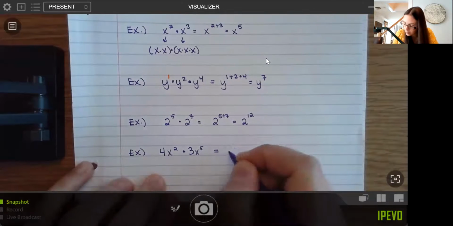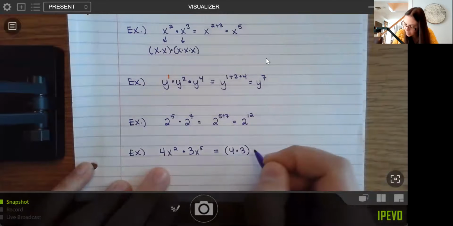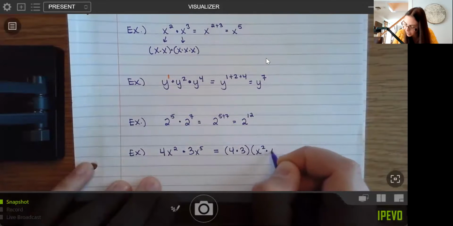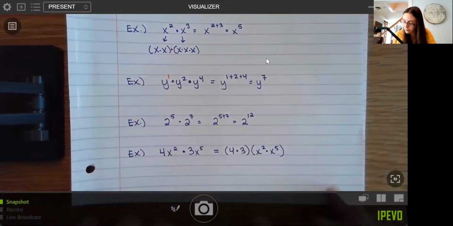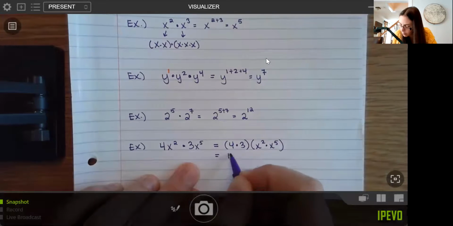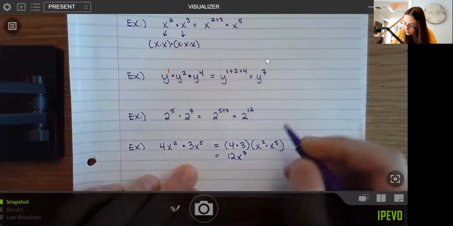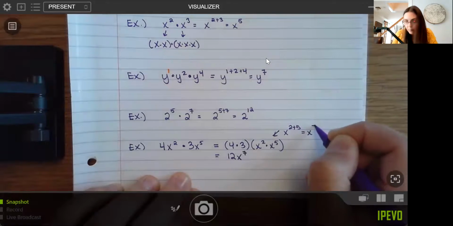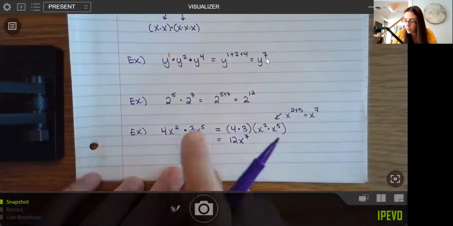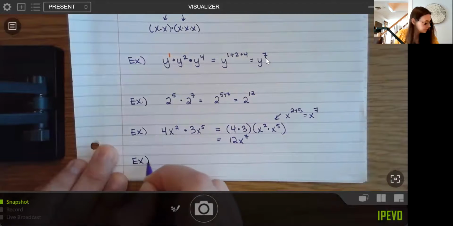So this becomes 4 times 3, and then the x squared times x to the 5th gets put together. And I can move things around because of the commutative and associative properties of multiplication. So 4 times 3 is 12, and then here 2 plus 5 is 7. Now, of course, if you can do this right in your head, that's absolutely fine. You don't have to rewrite that middle step, but we can.